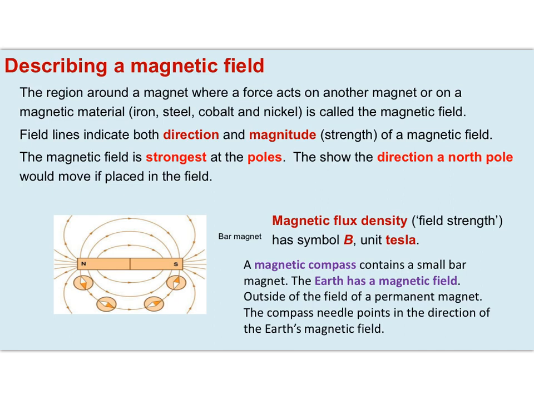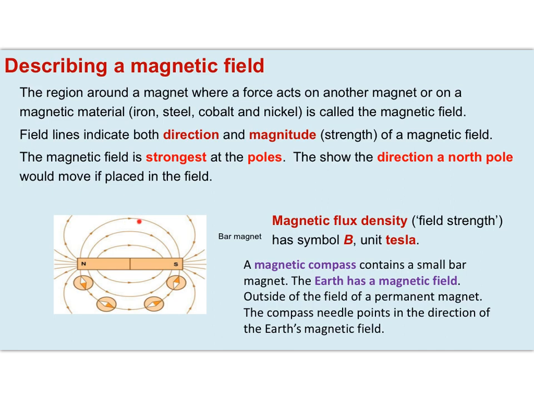Field lines, which you've got, if you look at this diagram here, going around there, they indicate both direction and magnitude, which is the strength or size of the magnetic field. If you have more field lines closer together, as we have over here, that means that the magnetic field is stronger in that area. Whereas if we look over here, the field lines are further apart, that means that the field is weaker in that area. So the number of field lines in a given area indicate the strength of the magnetic field.